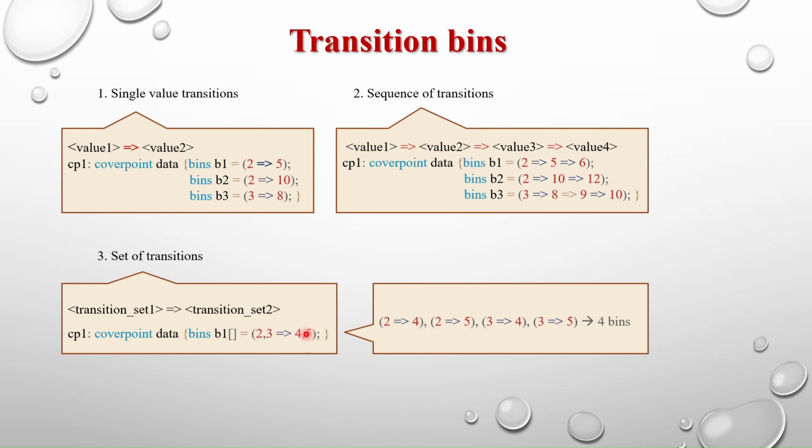Okay, 2 to 4, 2 to 5, 3 to 4, 3 to 5. Total 4 possible transitions are there. Since I'm using vector bins, here 4 bins will be created. If you write the scalar bin, then only one bin will be created. But since I'm using the vector bins here, it will generate 4 bins. So this is the example for set of transitions.